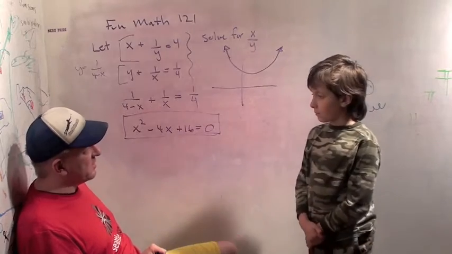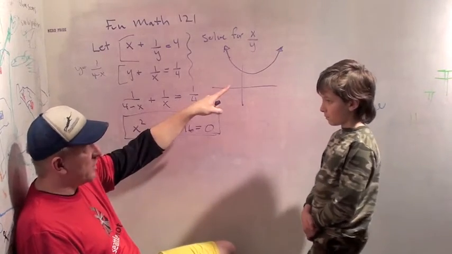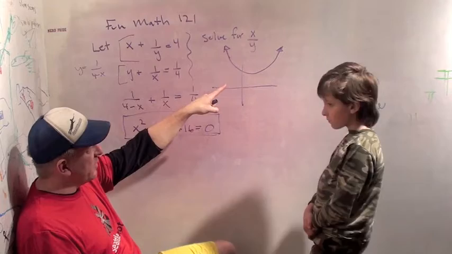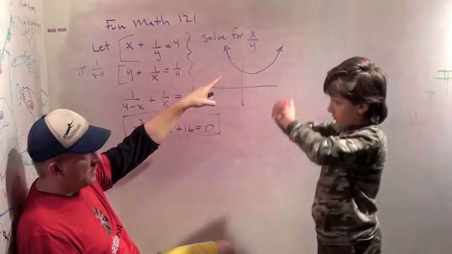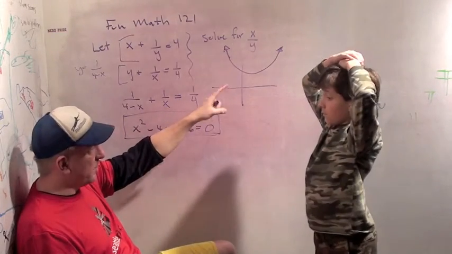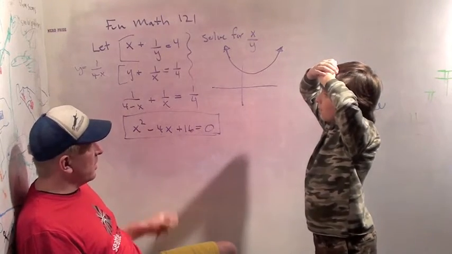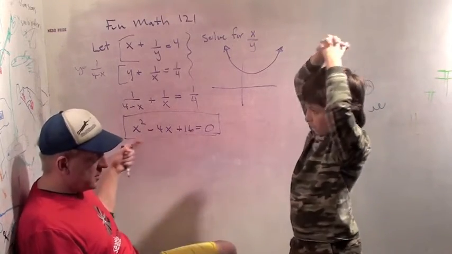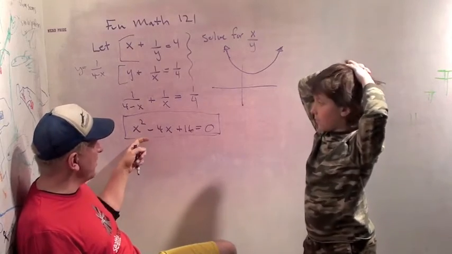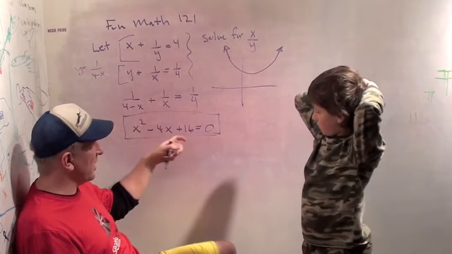But there's something very interesting about this graph: no matter what number we plugged in, we always got something bigger than 0. In fact, the smallest number we got was 12 when we plugged in x equals 2. So this never equaled 0. If I picked 0 for x, I got 16. If I picked 2 for x, I got 12.